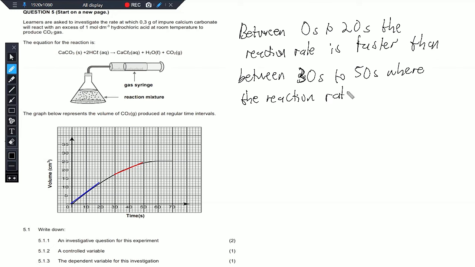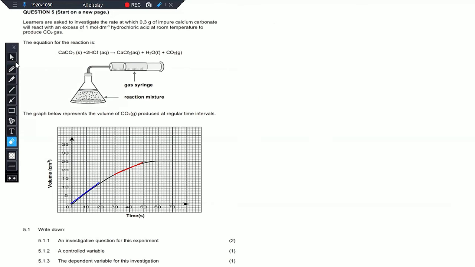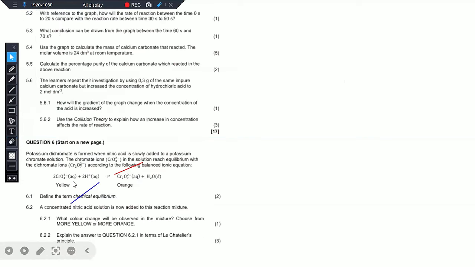Where the reaction rate is slow. Right, so that's how you would put that one there. And then again, another one. Keep them coming. What conclusion can be drawn from the graph between time 60 seconds to 70 seconds?